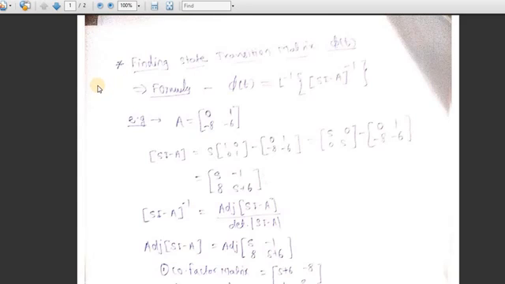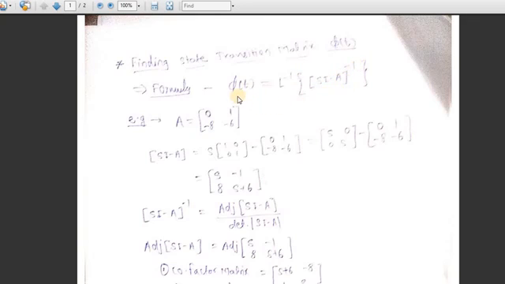Hello friends, in this video we are going to discuss how to find the state transition matrix phi of t. Phi of t can be found using this formula, Laplace inverse of (sI minus A) inverse. This is the matrix and its inverse.